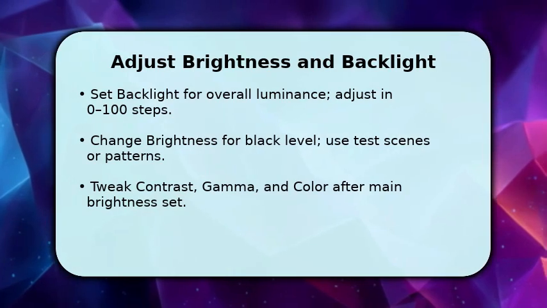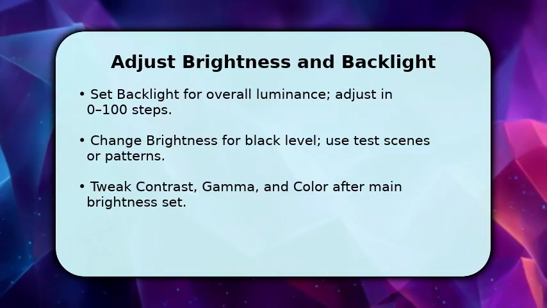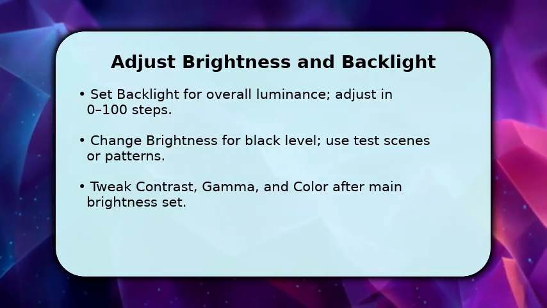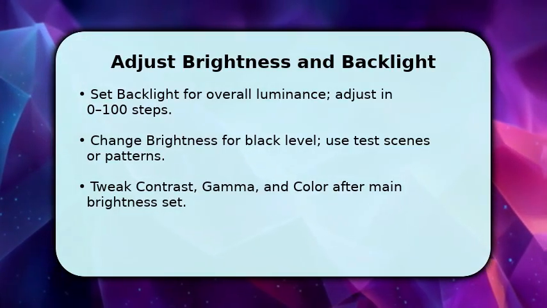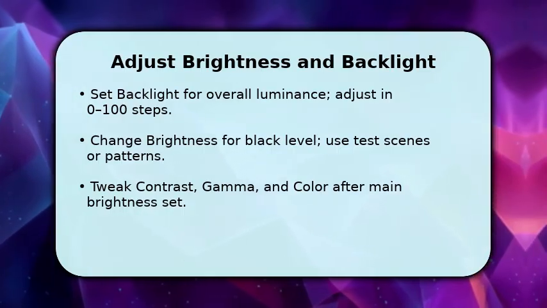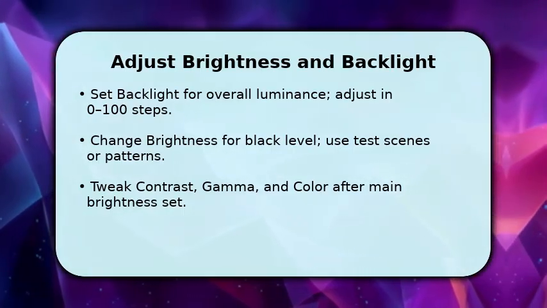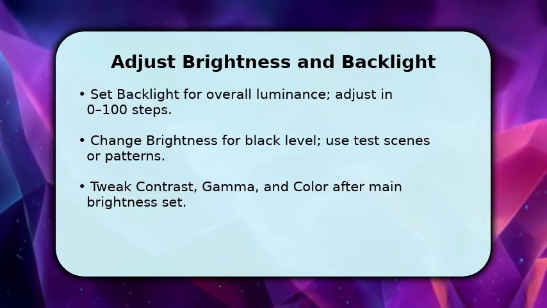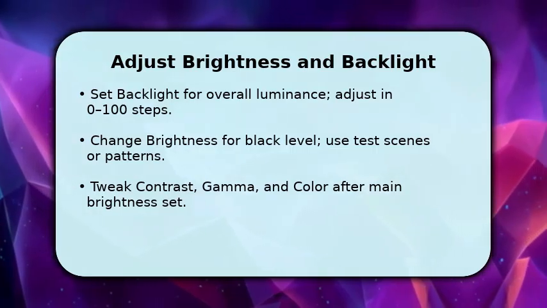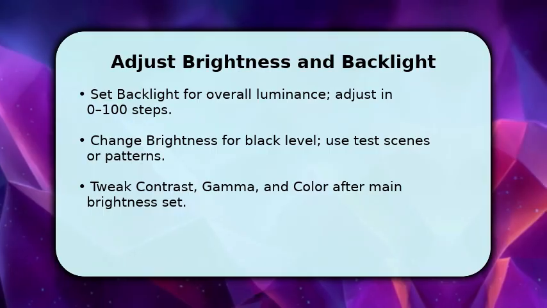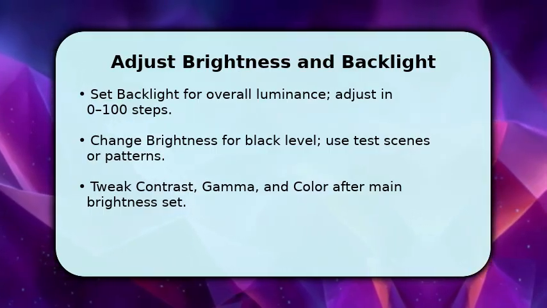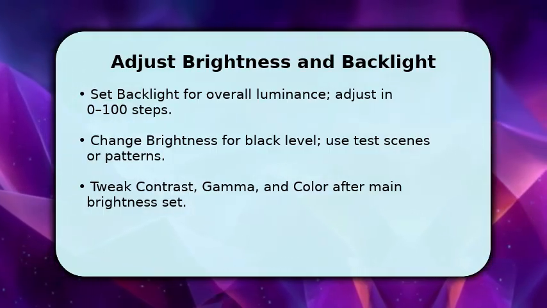Now you'll make the detailed changes. First, raise or lower backlight to set overall screen luminance. Use 10% increments until the room feels correct. Then adjust brightness, black level, so dark scenes keep shadow detail without looking gray. Use a dark test image or movie scene. Once those are close, refine contrast, gamma, and color to balance highlights and midtones.